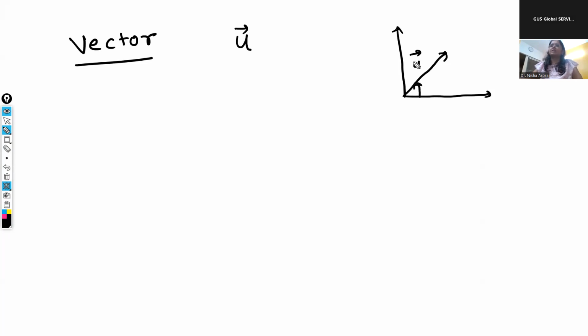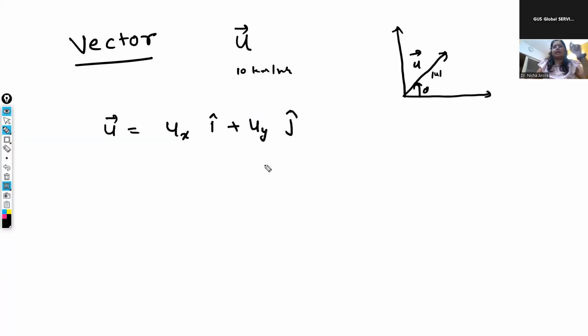They talk about how much the magnitude of the vector is. As I said, 10 km per hour, this is the magnitude. And they talk about what the angle is, what the direction is. Physics students, they will understand. Fine. Math students, how do they understand the vector? Math students say that a vector is actually ux, the x coordinate, times i cap, the basis vector, plus uy, the y coordinate, times the basis vector. Anyone able to recall? Math students?